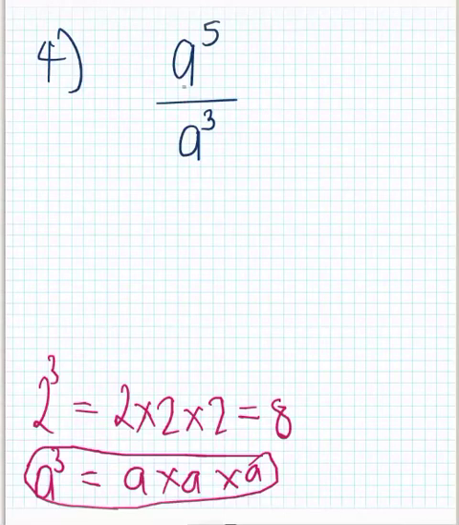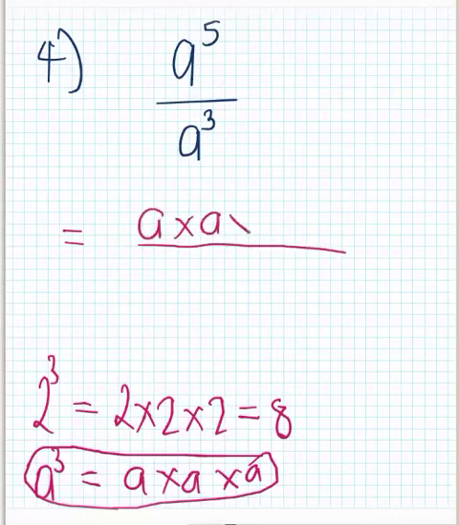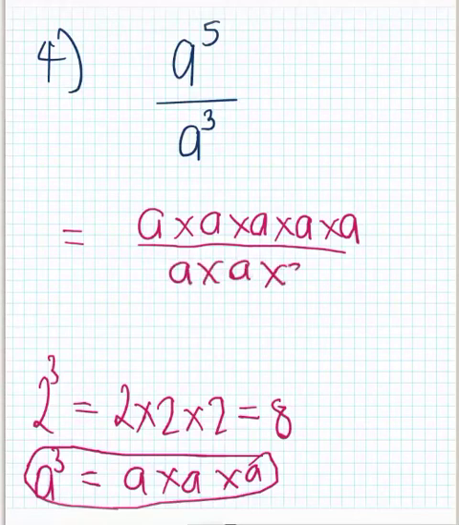So up here, I can write this question like this. I can say, well, on top, I've got a to the power of 5, or 5 A's. 1, 2, 3, 4, 5 being multiplied together. And on the bottom, I've got 3 A's. 1, 2, 3. Okay, and so these two things are the exact same thing. That's simplified, that's in expanded form.